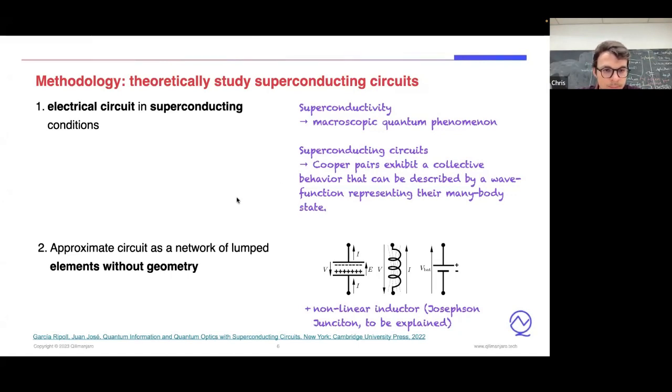And this electrical circuit is then built up by working with basically simplified electrical elements, which possess only the main characteristic without a general geometry. This is a capacitor, an inductor, a linear inductor, and a voltage source. And we're also going to later introduce a nonlinear inductor, which is called a Josephson junction, which is where the really important part of this starts.